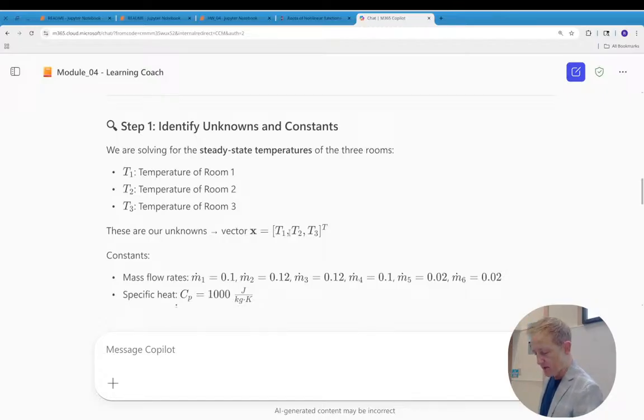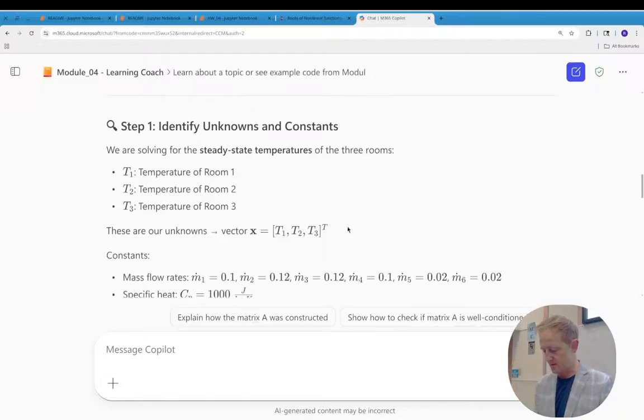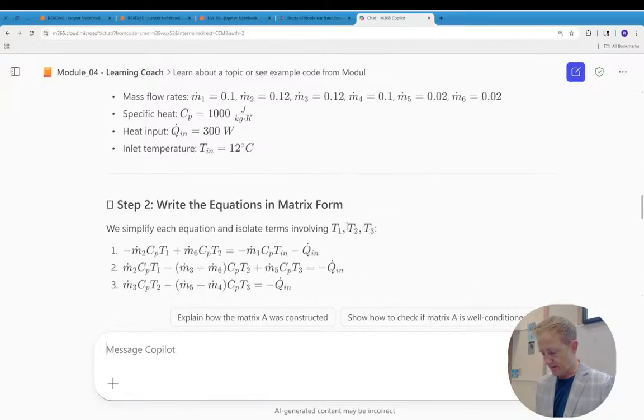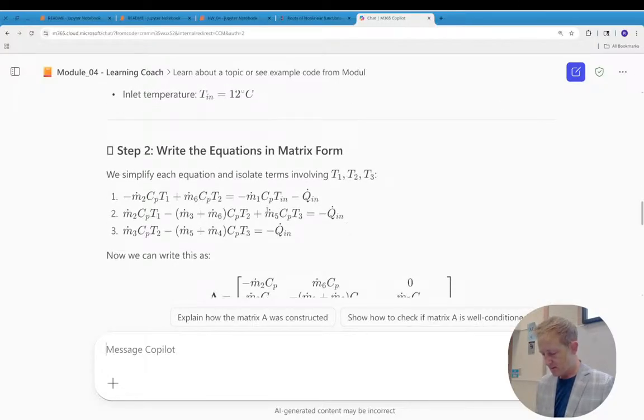So take a look at x. We know we're trying to solve for x. That should be our unknown variable. So T1, 2, and 3. Sometimes it'll also throw in other values in there. Sometimes it tells you T in is also a variable we want to solve for. But with 3 equations, you can't solve for 4 unknowns.